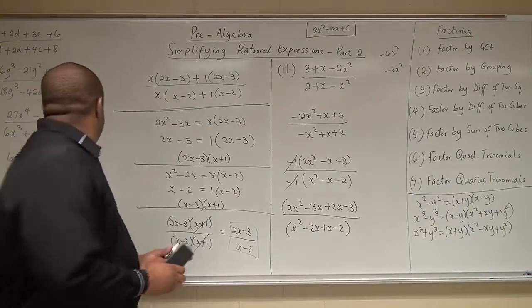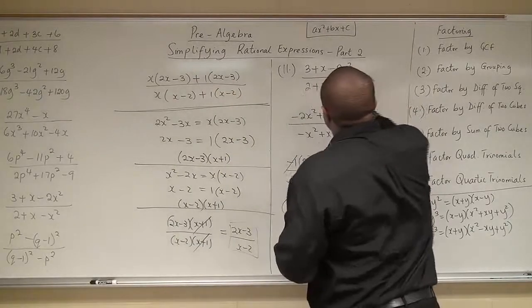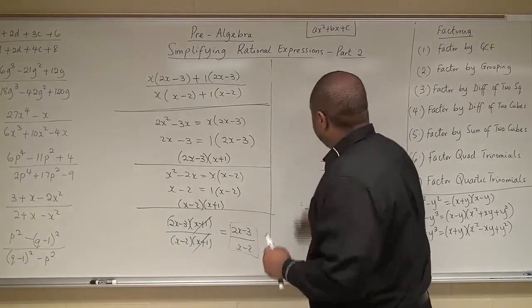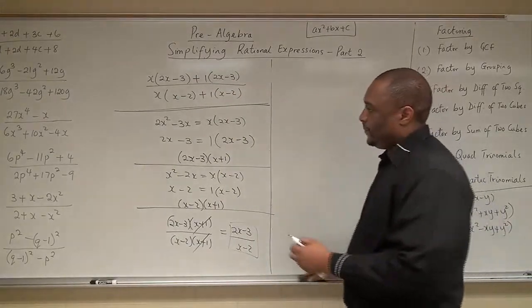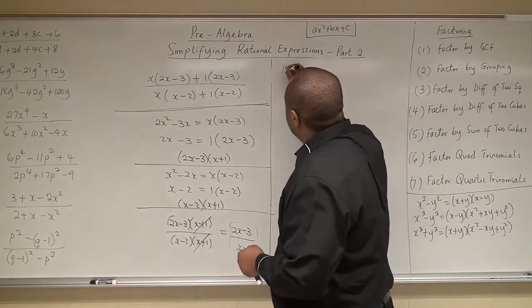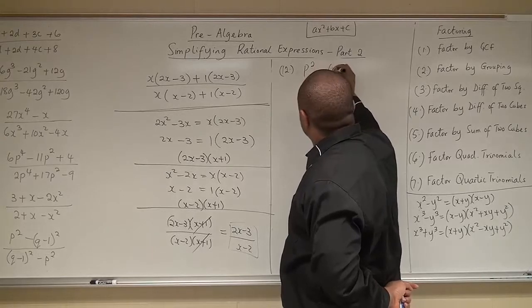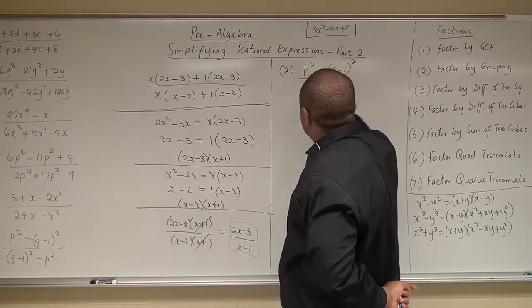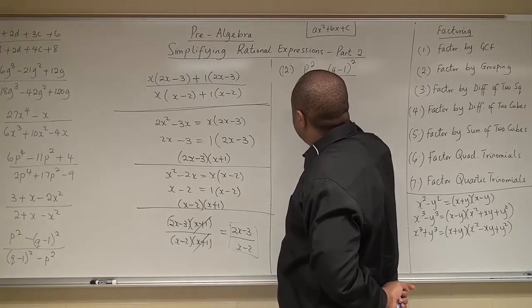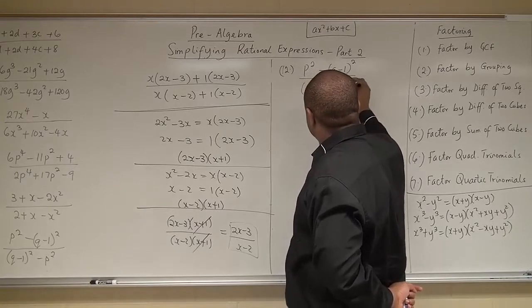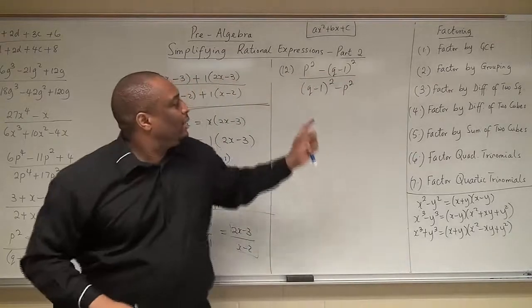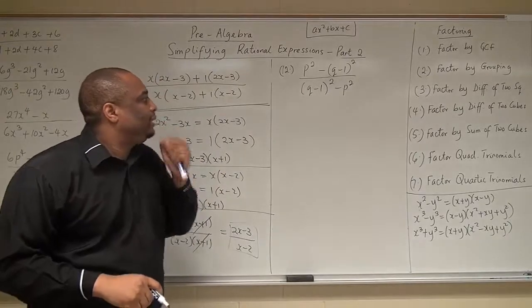Alright, let's go to question 12, last but not the least, until we call it a night. Question 12: p squared minus (q minus 1) all squared, over (q minus 1) all squared minus p squared. Please, I want you to look at this carefully.